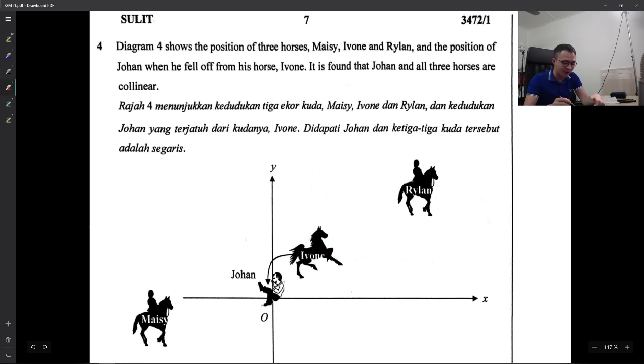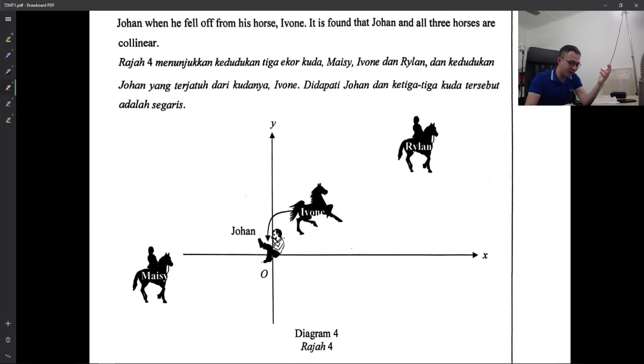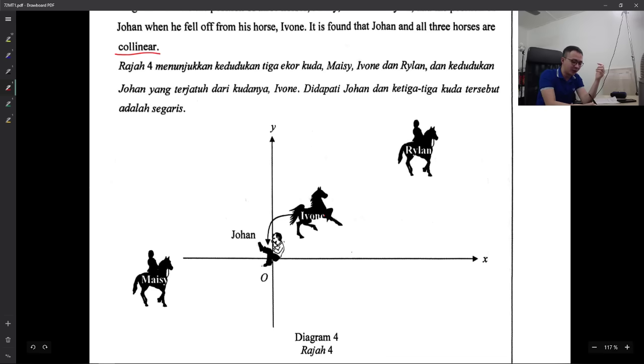Ivonne finds that Johan and all 3 horses are collinear. So over here, collinear means what? Collinear means all 4 objects share the same line. So I assume you should have a same line here.